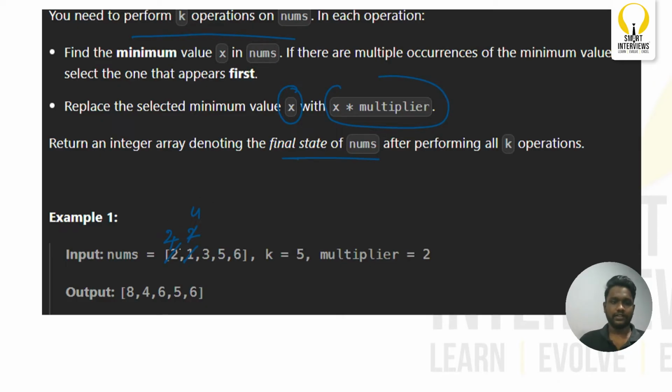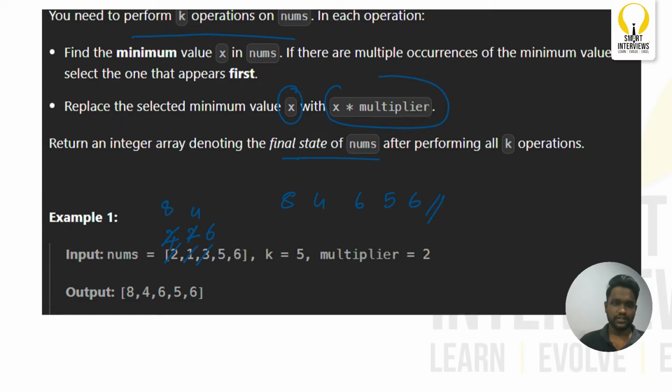Next, we have applied our operation 3 times, 2 times are left. So let's pick the next minimum. 3 is the next minimum, update it to 6. Next, one more operation is left, pick the next minimum. 4 is the minimum, so update it to 8. After the updates, this is the array which is left with us after k operations.